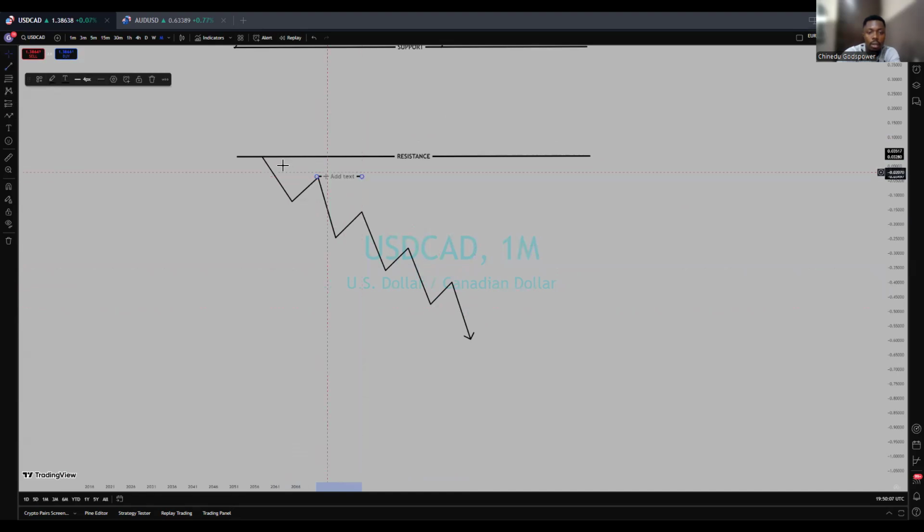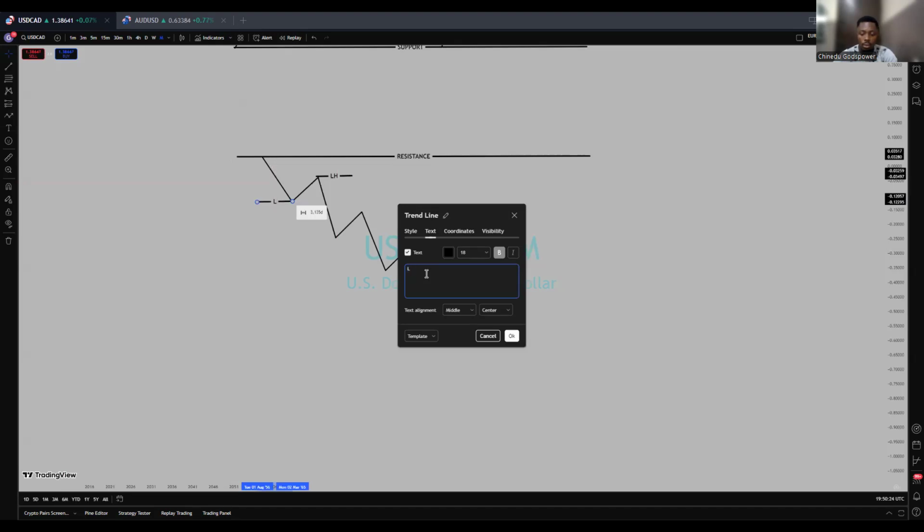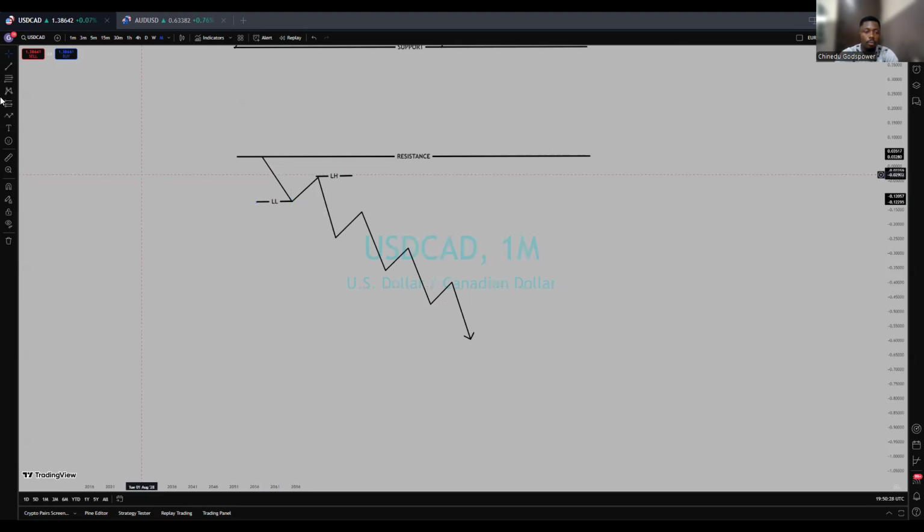This is our lower high, right? Represented as LH. And this is our lower low, represented as what? LL. Now we can clone this and mark out our lower lows.